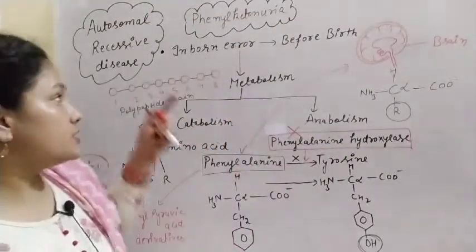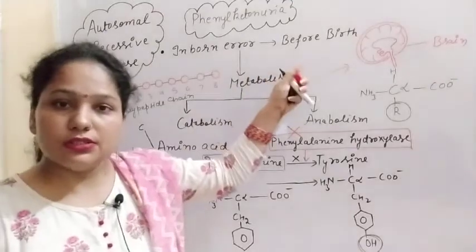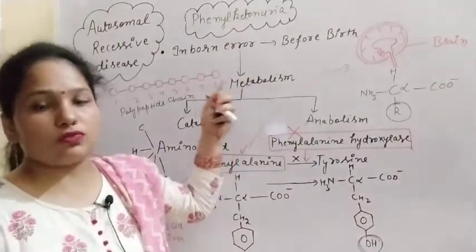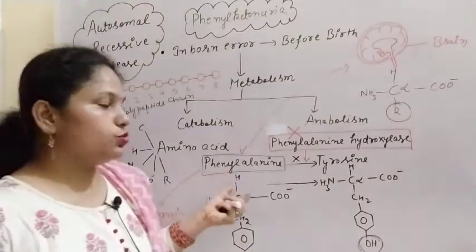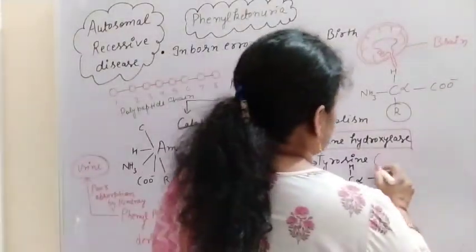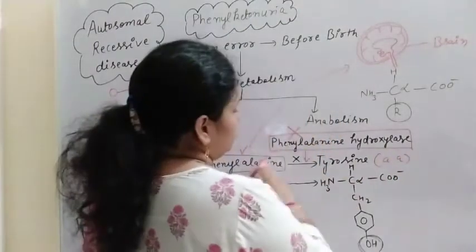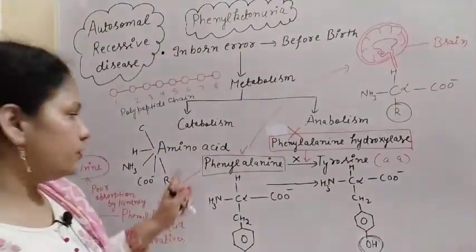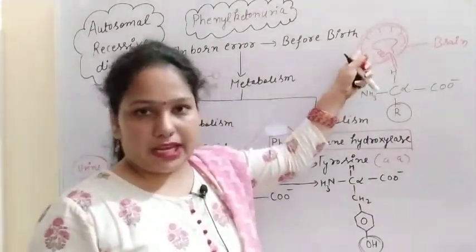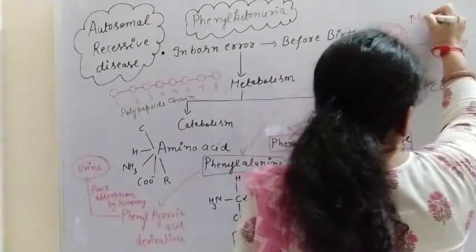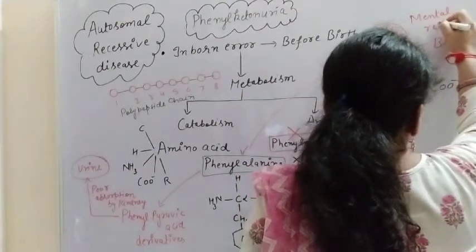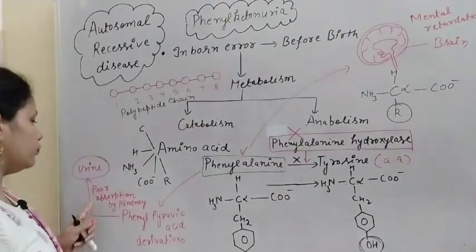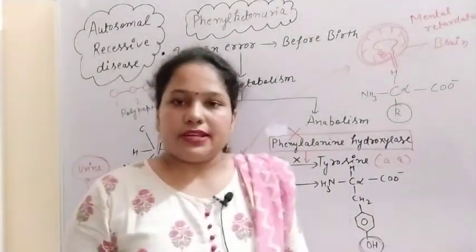So I think you understood. It is an inborn error of metabolism, present before birth, and especially a disorder in the metabolism. Why? Because one amino acid, phenylalanine, has to change into tyrosine, which is also an amino acid, but it does not change into tyrosine. It changes into different derivatives like phenylpyruvic acid and its derivatives, which accumulate in the brain and cause mental retardation. And there is poor absorption by the kidney, and they are removed with the urine also. So that is about phenylketonuria.